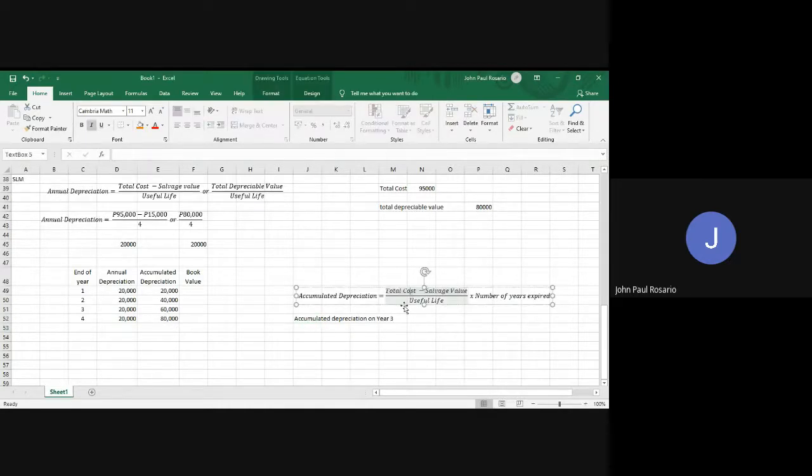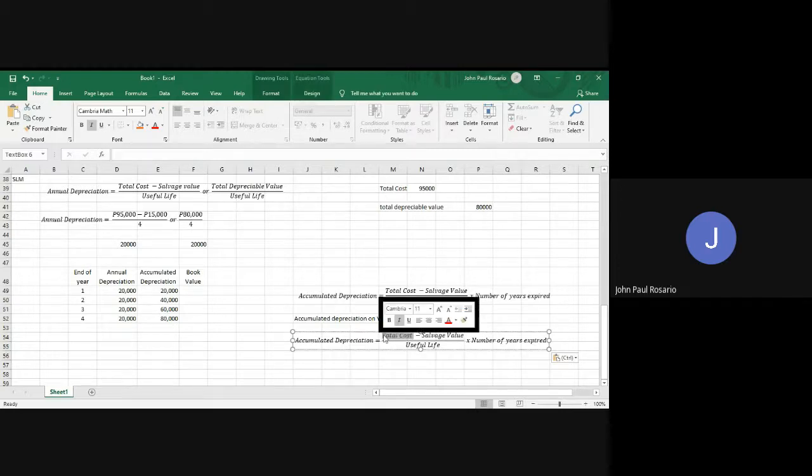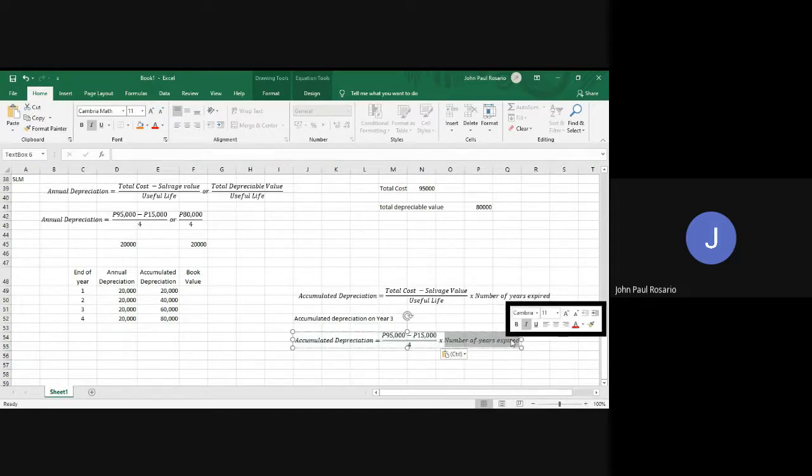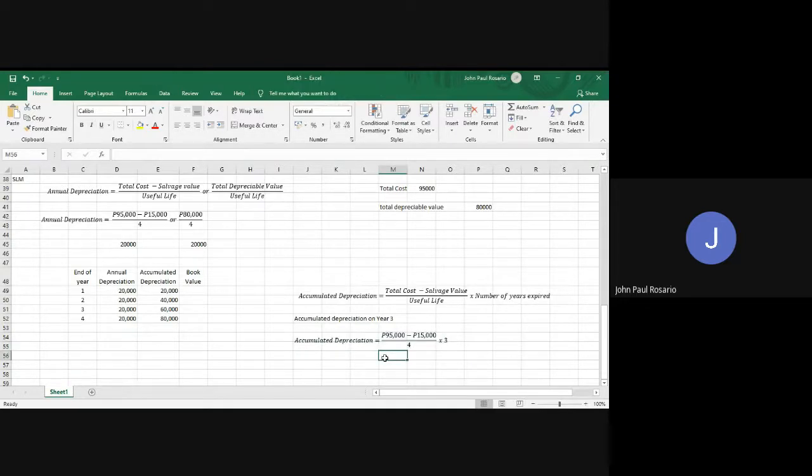So that would mean 95,000. Can I just copy this? And then we multiply that by 3. With that, you will get 25,000 less our 15,000. Divide that by 4 and multiply by 3. You get 60,000, which is equal to your accumulated depreciation on year 3.